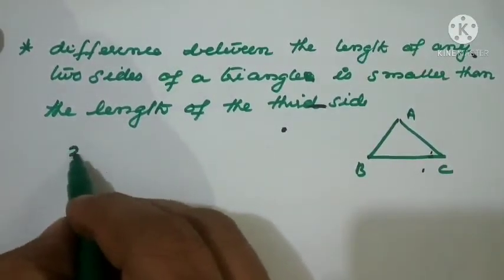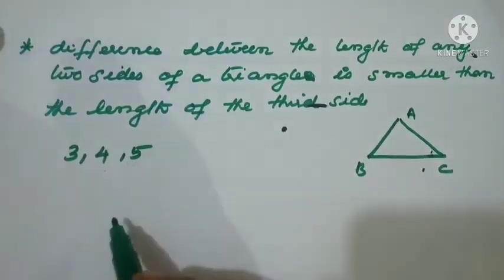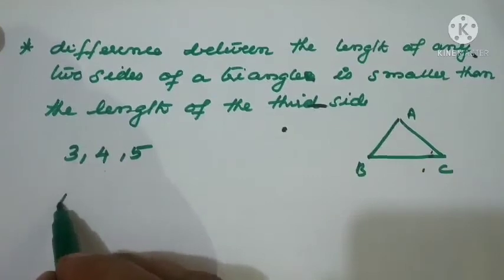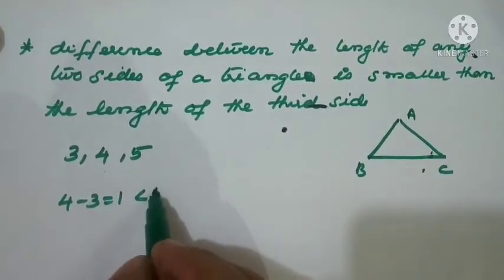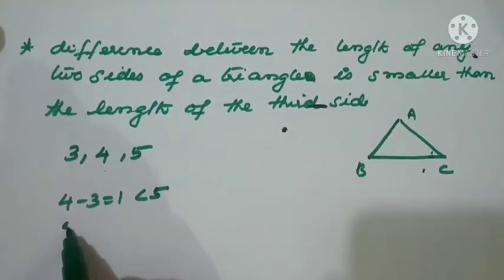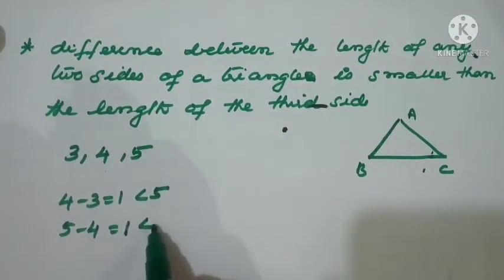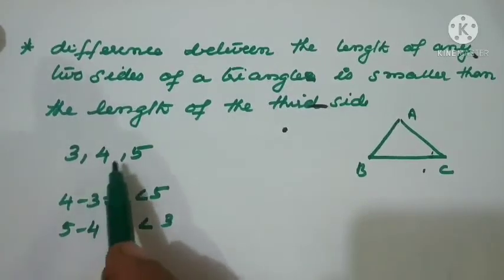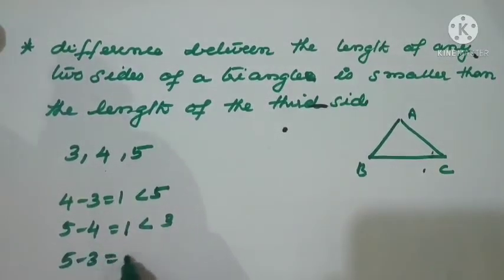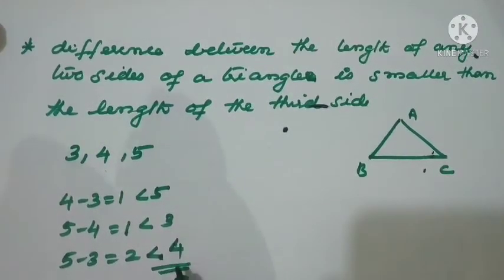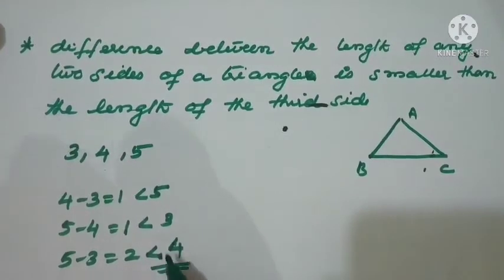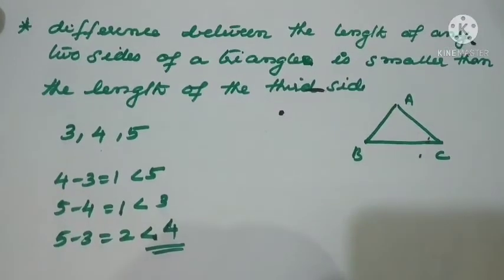For example, we will take the measurements 3, 4, 5. We are able to construct the triangle. The difference 4 minus 3 is 1, which is less than 5. Next, instead of 4 minus 5 we write 5 minus 4 equals 1, which is also less than 3. Next, what is left is 5 and 3. 5 minus 3 equals 2, which is less than the unused side, 4. So whichever sides we use, the difference is less than the third side. Whenever we take the difference, it is less than the third side. Whenever we take the sum, it is greater than the third side.